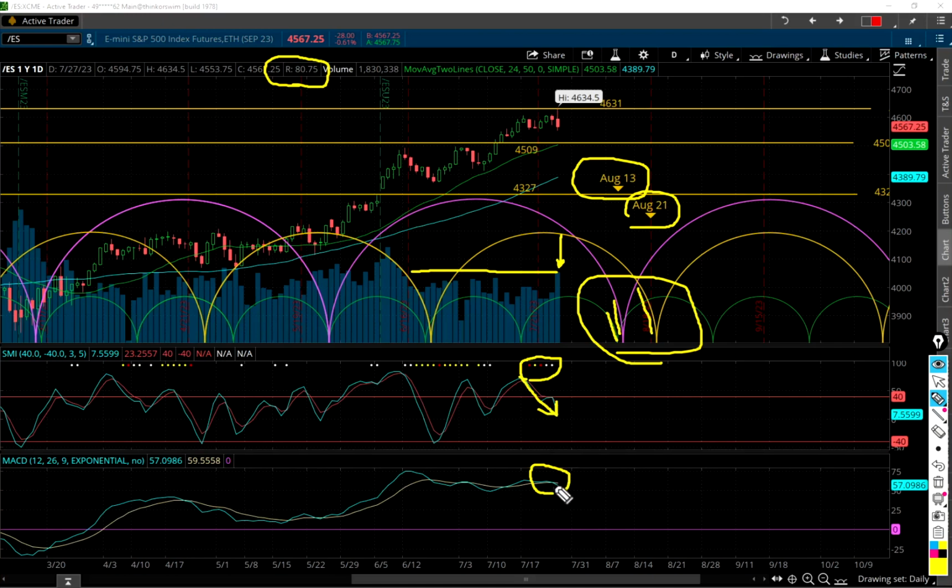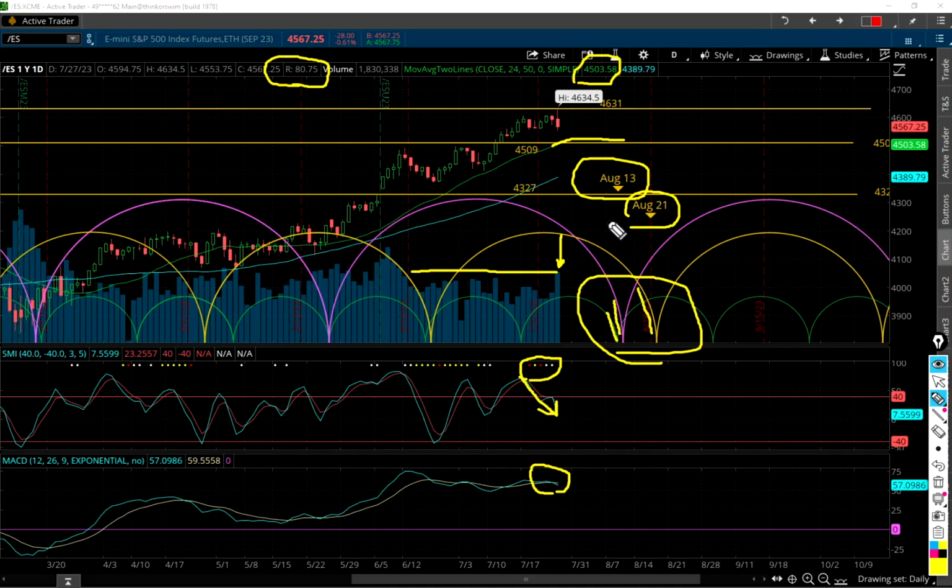The MACD hasn't really shown it yet, but I think it's going to show it. We'll just see how far down this comes. It may only come down to this 4503. It may just kind of come down in here and that's it. It may not come down that far. I'm inclined to think it's going to go a little bit deeper than that, but we'll cross that bridge when we get there.